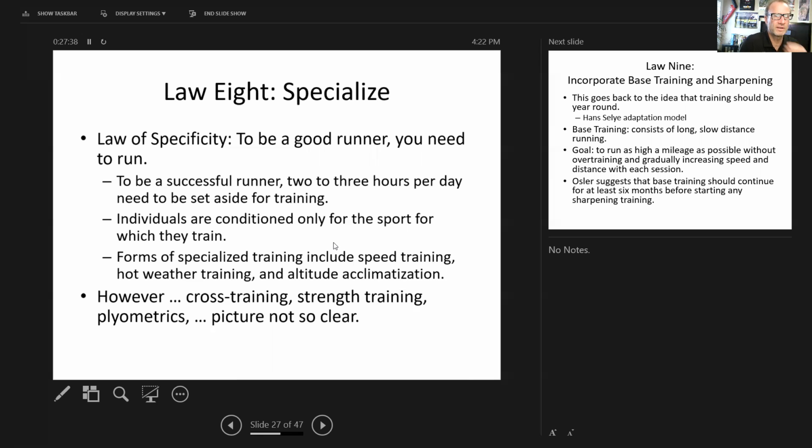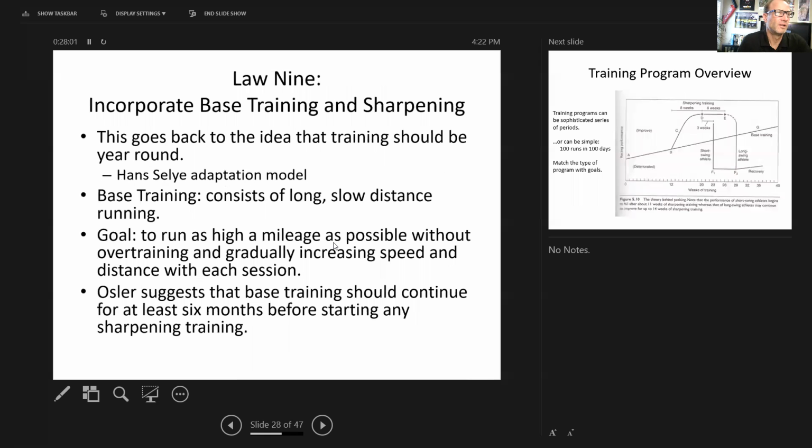So this is sort of a funny law, but if you want to be a good runner, you do need to run. You just need to figure out how to minimize the risk of injury from running. And sometimes that minimization is to do some other things related to running, like strength training or plyometrics, or swimming, or running in the water, or hiking. And same thing if you want to be a good swimmer, you've got to swim, or a good biker, you've got to bike.